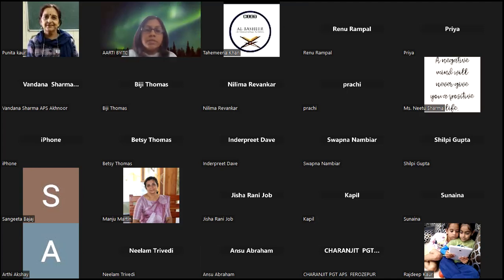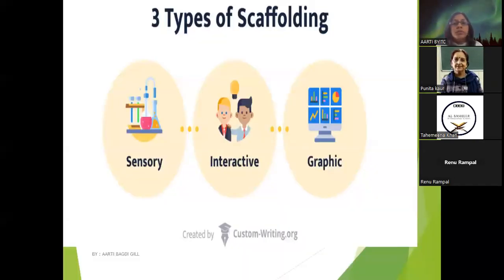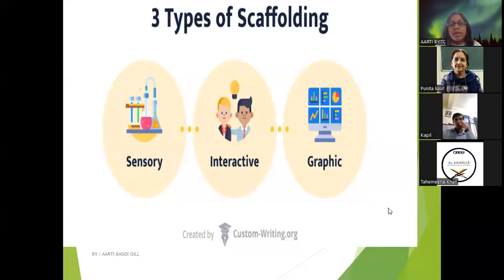Okay, so let's continue the same one. So we were discussing the types of scaffolding, right? Graphic means I have given a number of attributes in a graphical manner to the children in the classroom. And I've just given that attribute to the children and I just explore what is going on in these pictures.